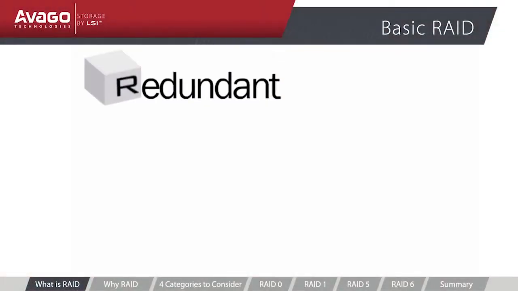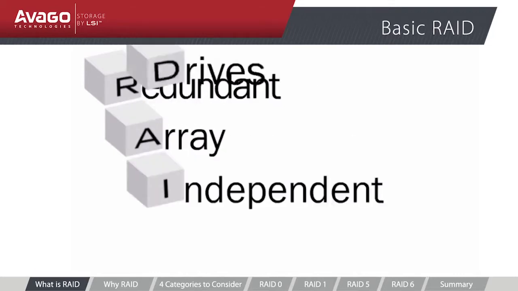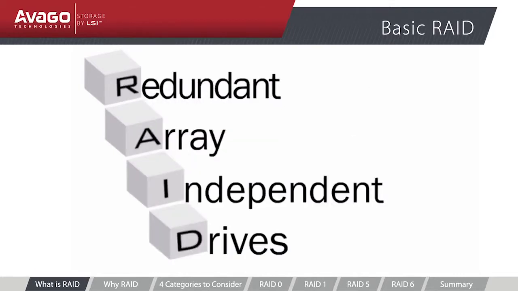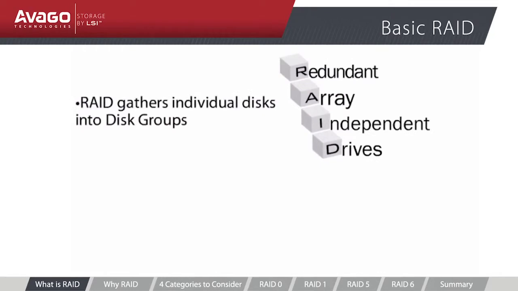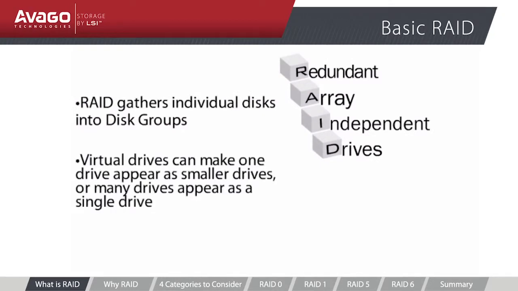RAID stands for Redundant Array of Independent Drives, or disks. RAID gathers individual disk drives into a cohesive drive set often called disk groups, from which virtual drives can be created. These disks can make one drive appear as many smaller drives, or several drives appear as one single larger drive.